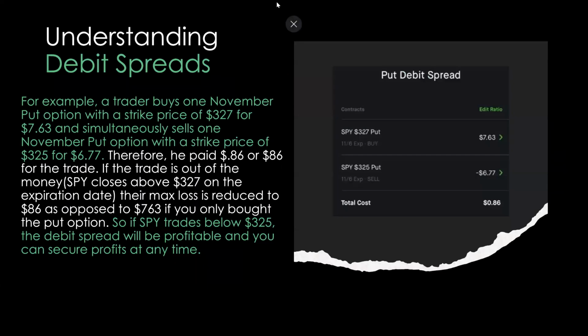All right, let's just take a look at an example. I'm a visual learner, so let's visually learn, right? For example, if a trader buys one November put option with a strike of 327 and simultaneously sells one November put option with the strike of 325, you only pay $86, because in options trading, remember, everything's times 100. 86 bucks for this debit spread. Whereas if you didn't do a debit spread, you would be paying $763 for a naked put here. And if SPY trades below 325, you can receive the max credit on this debit spread.